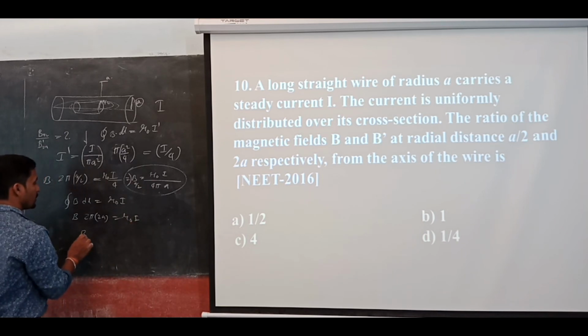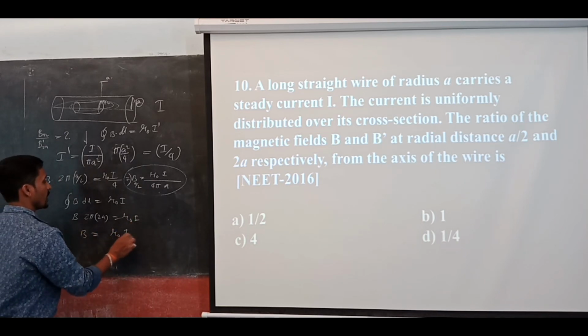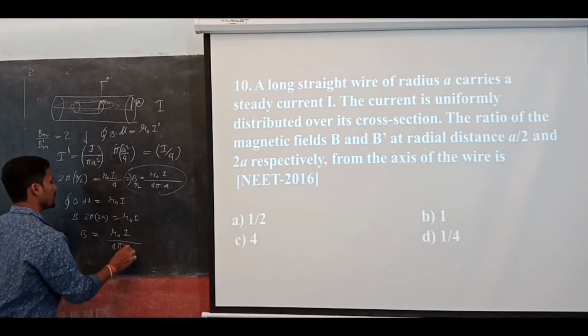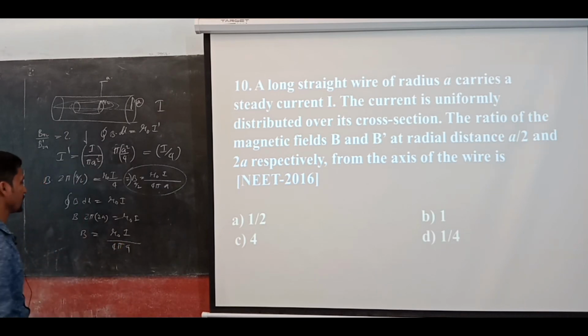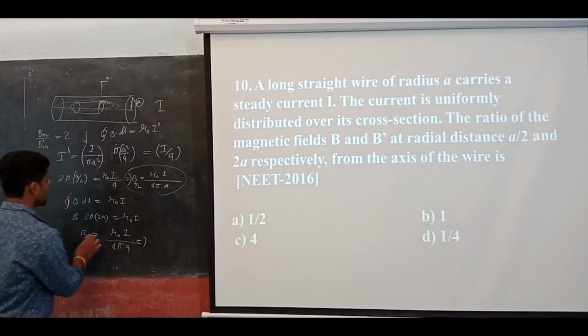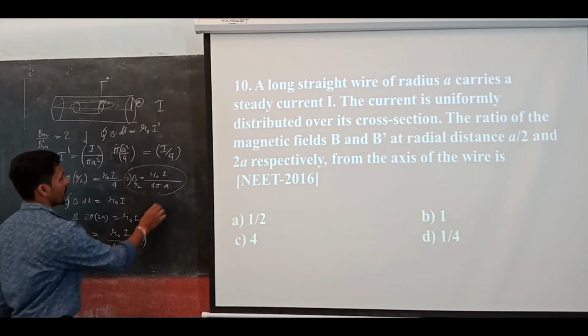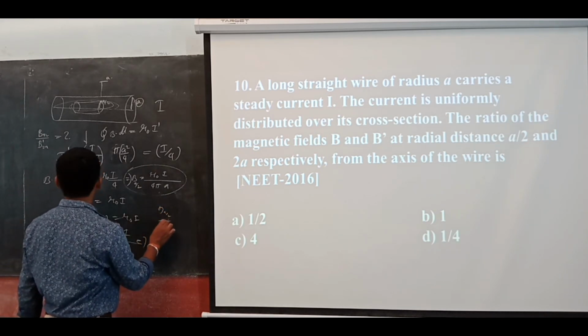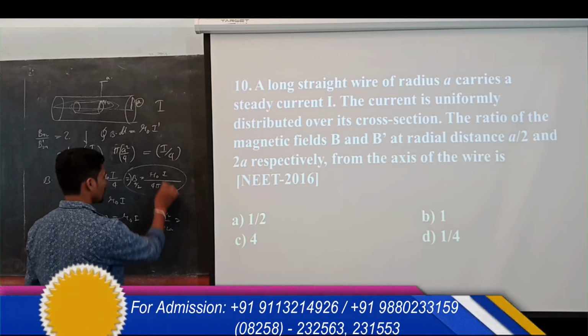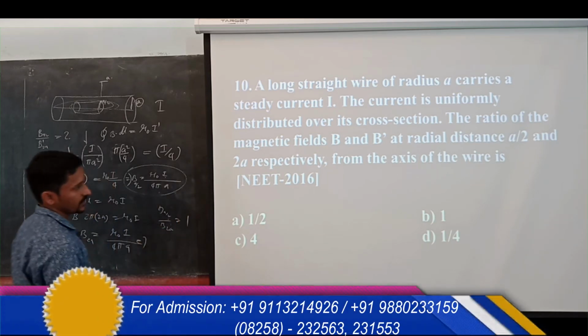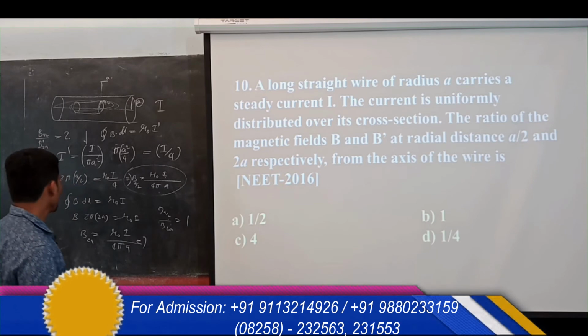So you are going to get B, which is equal to mu naught into I divided by 4 pi a, correct? Yes. This is for 2a. Now what do I have to apply? B at a by 2 divided by B at 2a, which is equal to 1. The answer will be B.